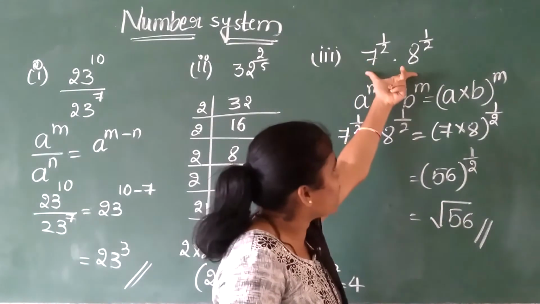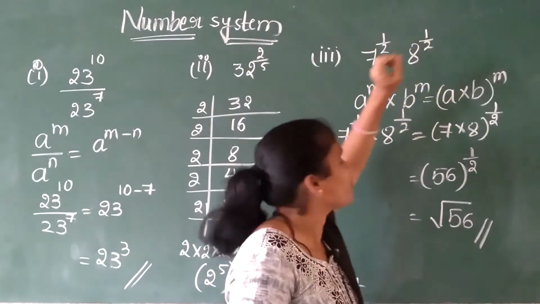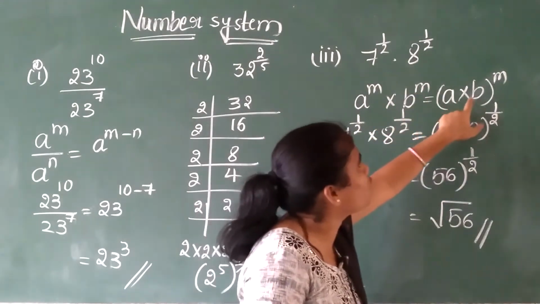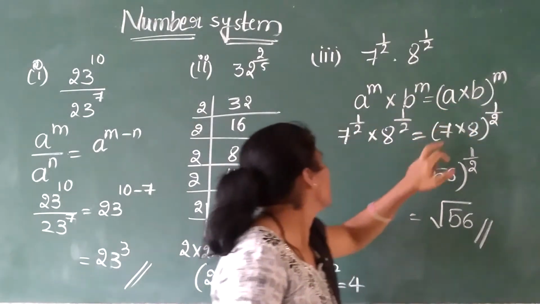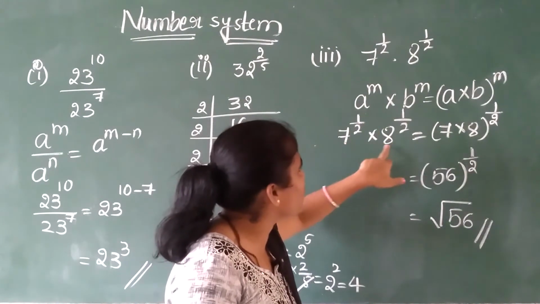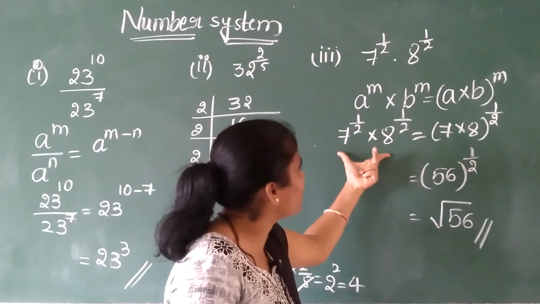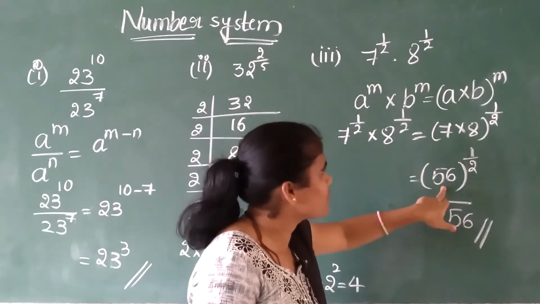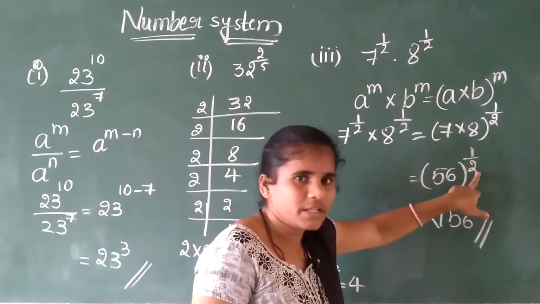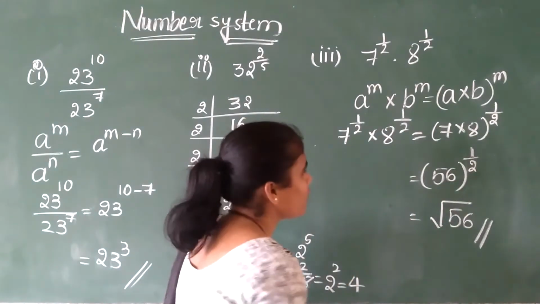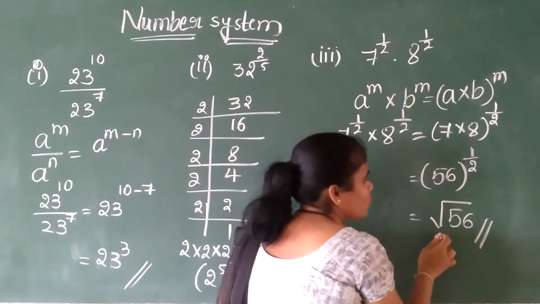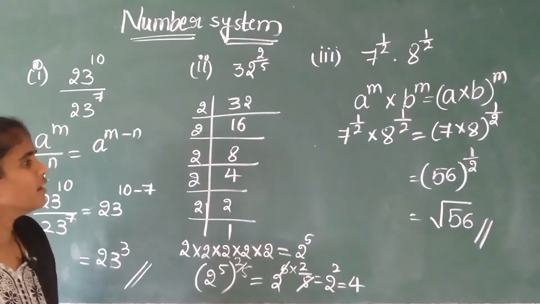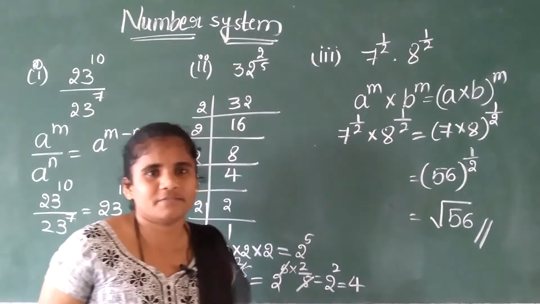See, here the bases are different and the powers are the same. So a to the power m into b to the power m is equal to (a into b) whole to the power m. So in 7 to the power 1 by 2 into 8 to the power 1 by 2, the bases are different, so multiply the bases. 7 8s are 56, whole to the power 1 by 2 as it is. So 1 by 2 is nothing but root, and you will get root of 56.